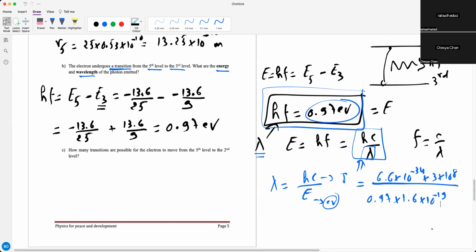Hello? With the wavelength, we do not subtract anything. Why? Because it's saying that there's a transition from the fifth to the third level. So after we subtract for the energy, we just use that value. Yes, this is the photon energy. This is the energy of the photons that is emitted. We already did the subtraction here.